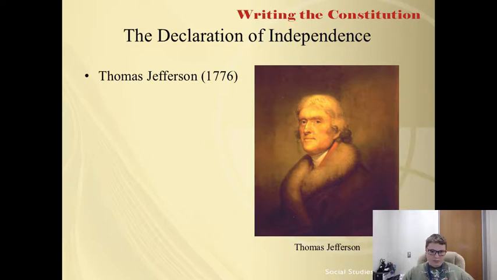In the summer of 1776, Richard Henry Lee proposed to the Continental Congress that the American colonies declare their independence. The Congress established a committee to create a formal declaration, which selected Virginia delegate Thomas Jefferson to write the declaration.